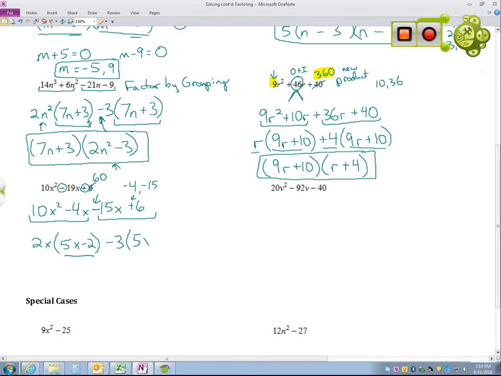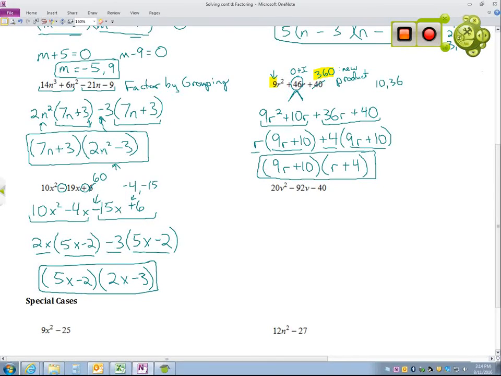Okay, so it's going to be negative 3 and then 5x. Now this becomes minus 2 because we divided by a negative 3 when we factored out the negative 3. Okay, now they match and we did it right. So we pull out the 5x minus 2, and we're left with 2x minus 3, and that is factored.